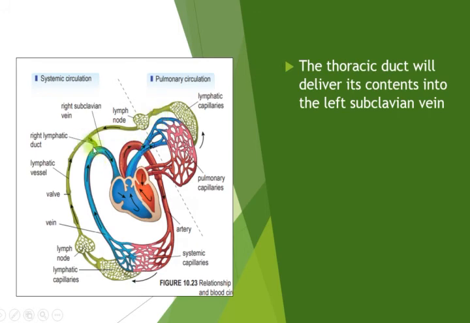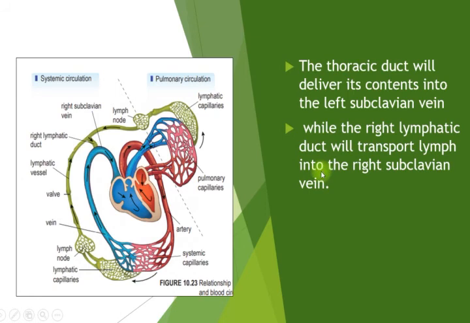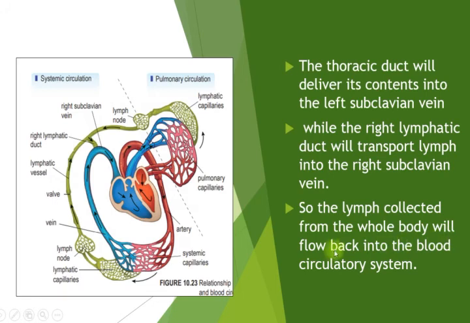This is the right lymphatic duct. It's not showing the thoracic duct here, just the right lymphatic duct. So you have to know the thoracic duct will deliver its content to the left subclavian vein, while the right lymphatic duct will transport the lymph into the right subclavian vein, and both ducts will deliver the contents into the blood circulatory system. So the lymph collected from the whole body will flow back into the blood circulatory system, once the thoracic duct and the right lymphatic duct deliver their content to the left and right subclavian veins.